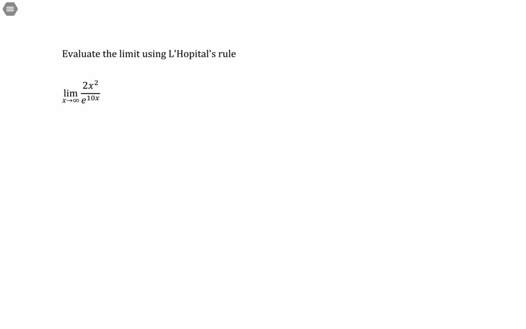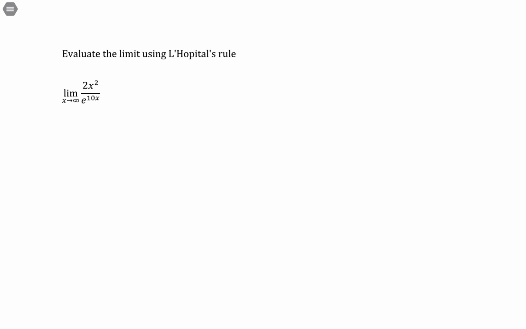Evaluate the limit using L'Hopital's rule. Here we have the limit as x goes to infinity of 2x squared divided by e to the 10x. So, L'Hopital's rule only applies in certain situations.